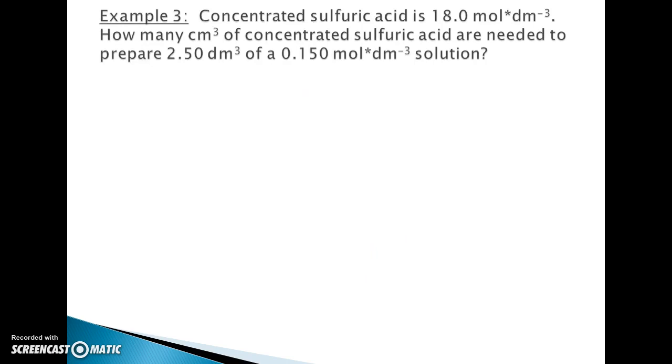Okay, let's look at a dilution. We talked about that dilution formula before. So go ahead and try this problem. Pause and then come back when you're ready and look at the answer.